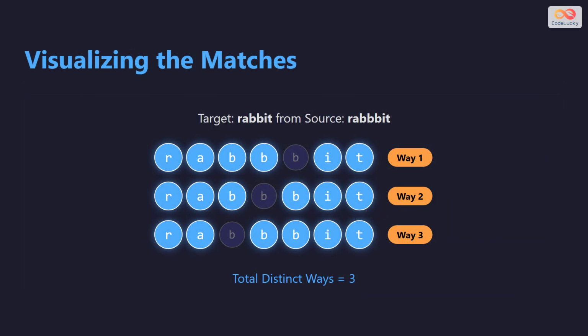Let's visualize this. Our source string has 3 b's, but our target word rabbit only needs 2. This means we have choices. We can pick the first and second b, or the first and third b, or the second and third b. Each of these combinations, along with the other letters, forms a valid distinct subsequence. In this specific case, there are exactly 3 ways.